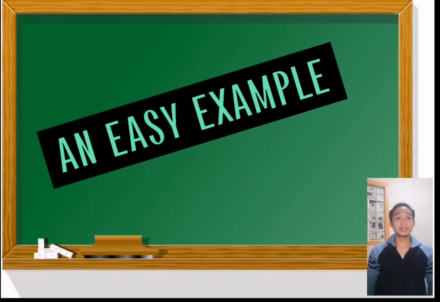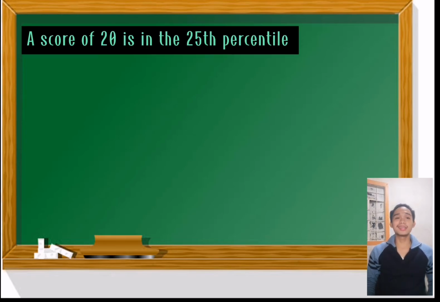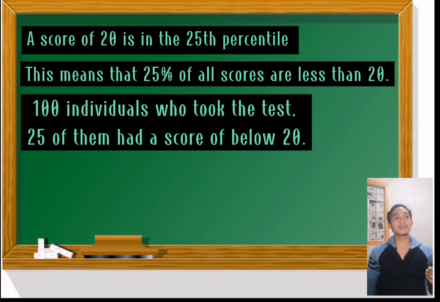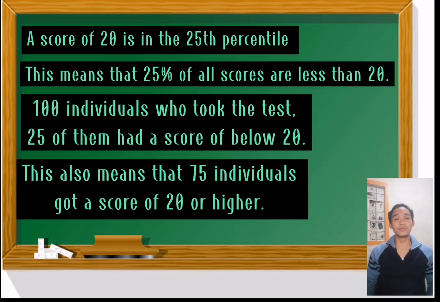So to ease our understanding, here's another example. A score of 20 is in the 25th percentile. This means that 25% of all scores are less than 20. If there were 100 individuals who took the test, 25 of them had a score below 20. This would also mean that 75 individuals got a score of 20 or higher.